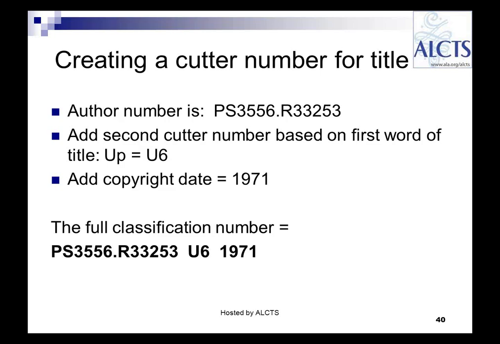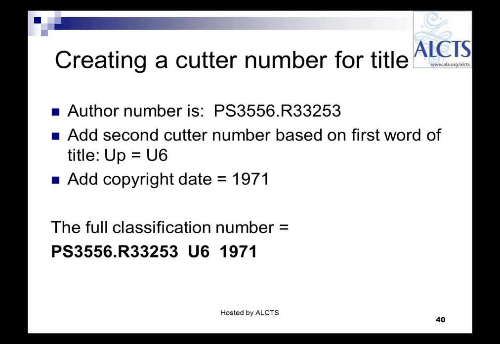Now, I've got my basic author number, which is getting pretty long, PS3556.R33253. I want to create a cutter number for title, because remember, I would be applying table P through PC40, second cutter for title.